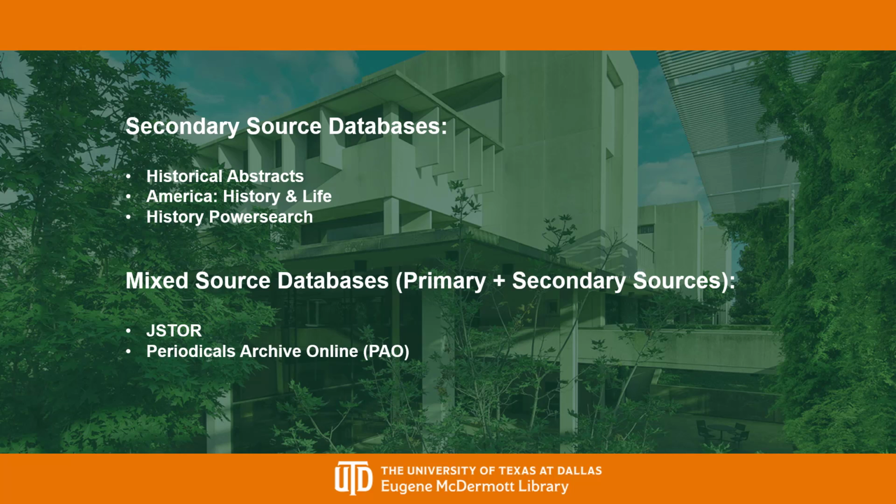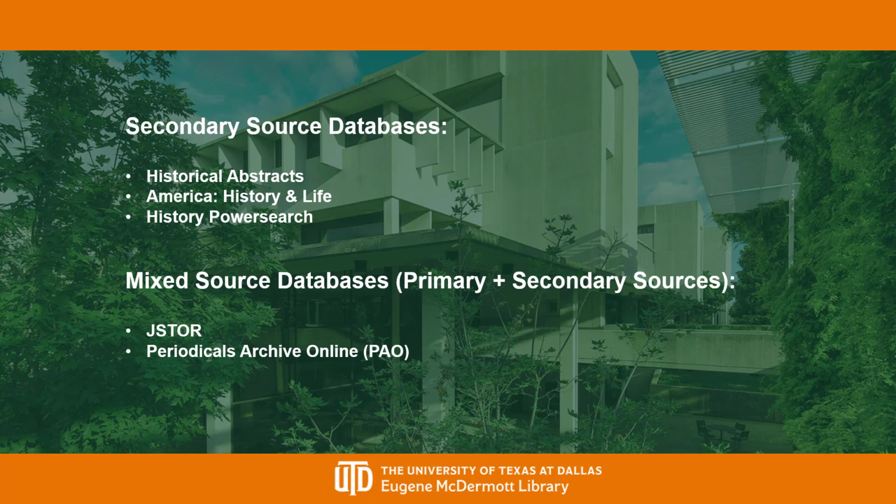So to recap, we briefly covered what secondary sources are and how to find them with 3 different databases: the Historical Abstracts, America History and Life, and the History Powersearch, which combines the first 2 databases along with others in related fields and allows you to search them all at once. We covered how to access full text when the database doesn't provide it, that is, via the Get It link, and when Get It doesn't get it. We looked at how you can get access to the full text through interlibrary loan.